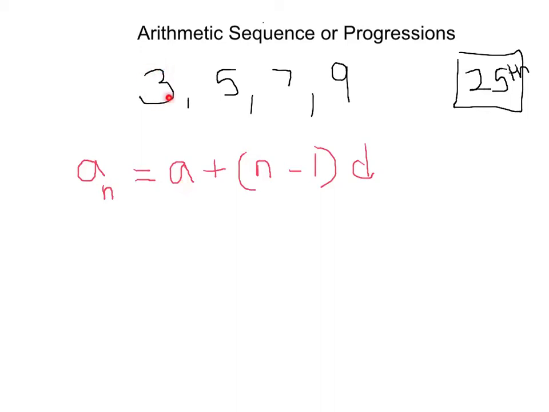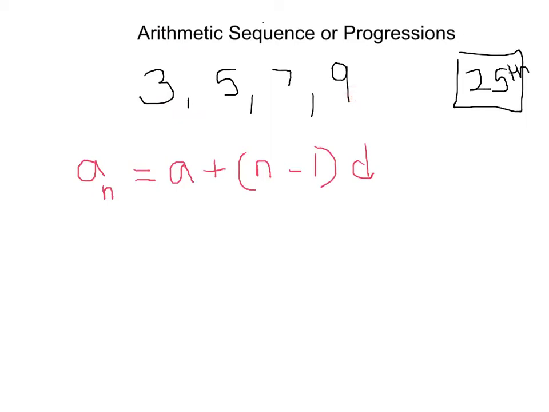This one above, of course, would be 3. Plus the number of the term we're looking for. Again, above we were looking for the 25th term. Minus 1 times d. And d was the difference. What was the difference? The constant difference that happened in an arithmetic sequence. The common difference was 2, right? Not to be confused with geometric sequences, which is another video coming up. But this is the arithmetic sequence, the constant difference. All right?